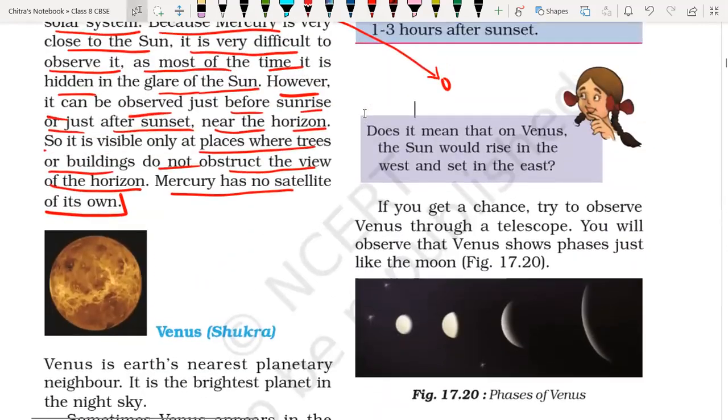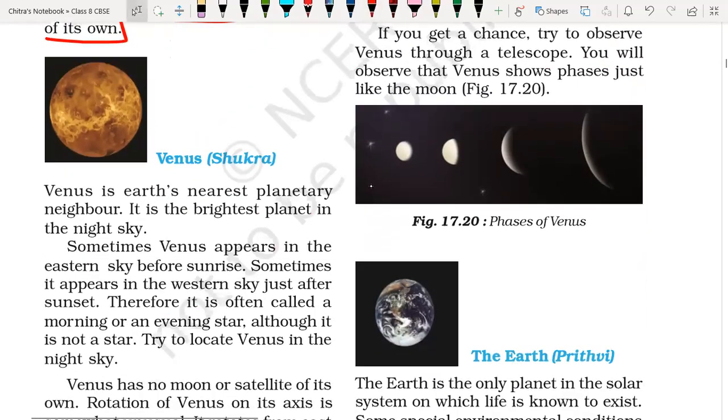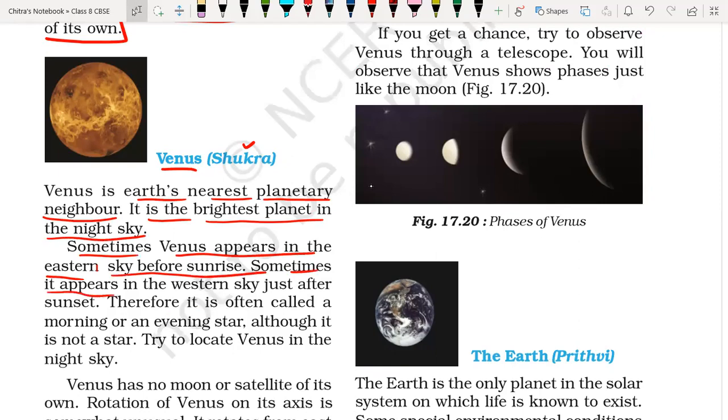After Mercury, we have Venus. Venus is called Shukra. Venus is Earth's nearest planetary neighborhood object. It is the brightest planet in the night sky. Sometimes Venus appears in the eastern sky before sunrise. Sometimes it appears in the western sky just after the sunset.